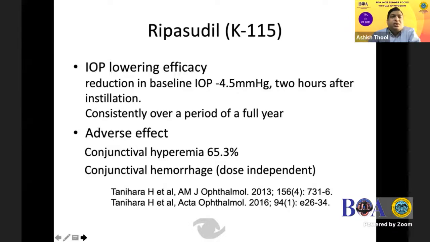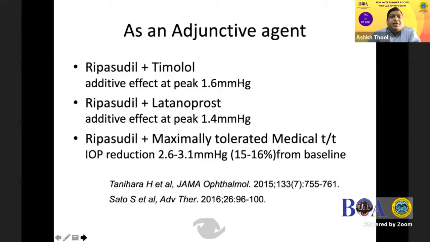It has been shown to lower the intraocular pressure from baseline IOP by 4.5 millimeters of mercury at 2 hours after instillation, and this effect was seen consistently over a full 1 year. The most common adverse effect is conjunctival hyperemia. You can see more than 65% of the individuals show that, followed by conjunctival or subconjunctival hemorrhage, which is dose independent. It has also shown effect as an adjunctive agent, whether you add it with a beta blocker like timolol or latanoprost, or even in patients who are on maximally tolerated medical therapy, it does show some additive effect.